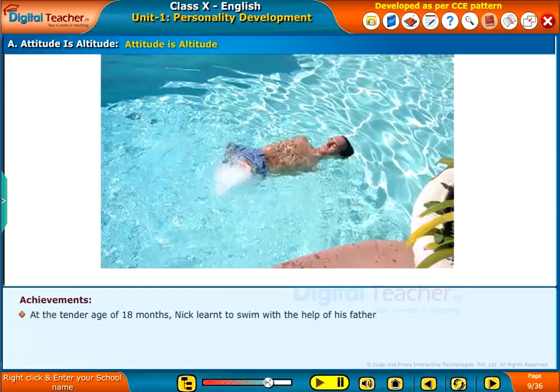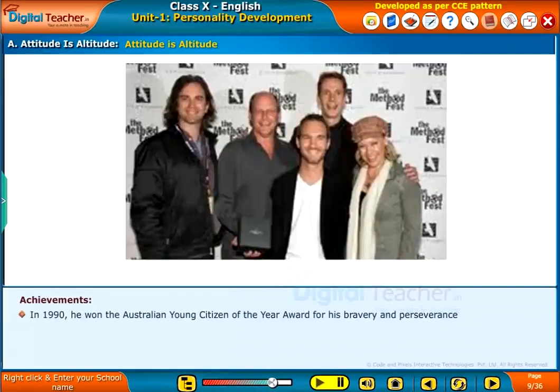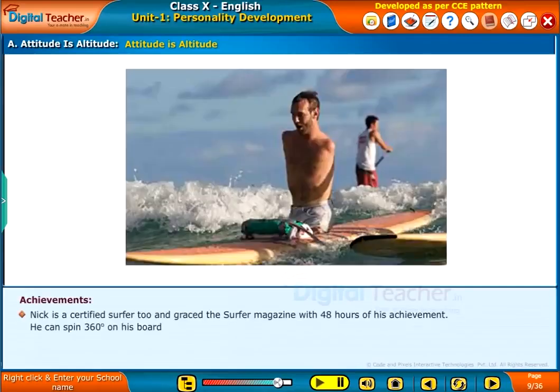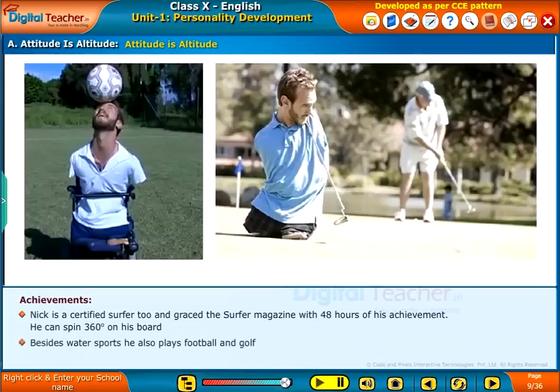At the tender age of 18 months, Nick learned to swim with the help of his father. In 1990, he won the Australian Young Citizen of the Year award for his bravery and perseverance. Nick is a certified surfer too and graced the Surfer magazine with 48 hours of his achievement. He can spin 360 degrees on his board. Besides water sports, he also plays football and golf.